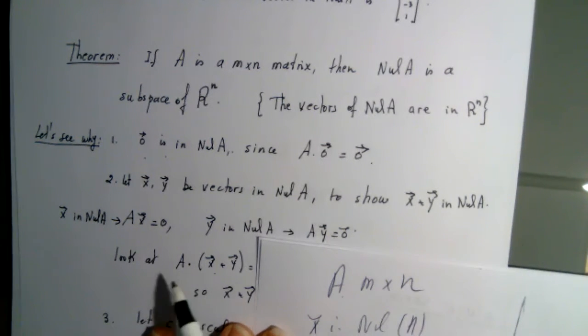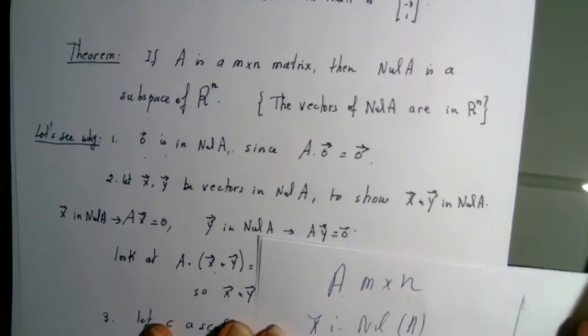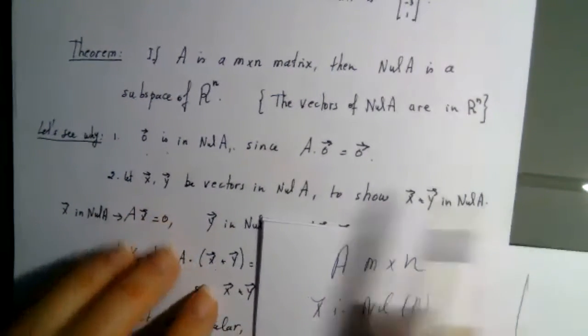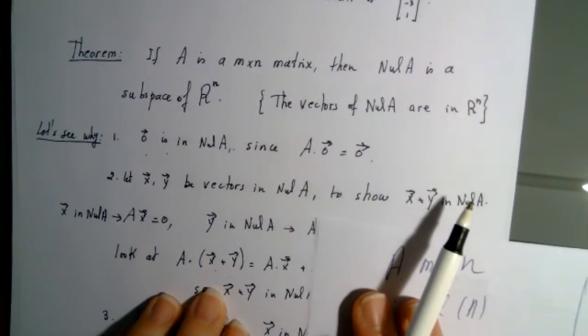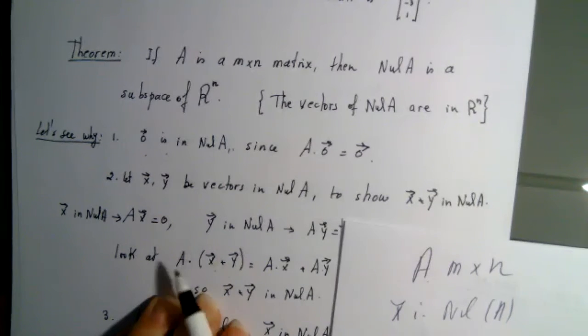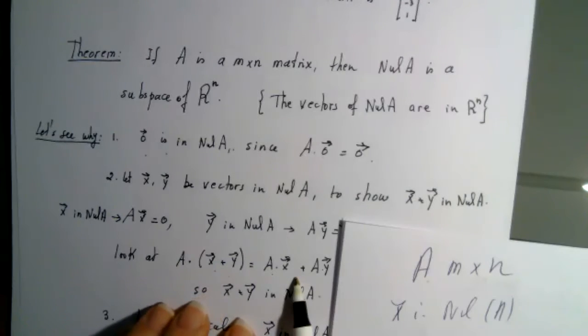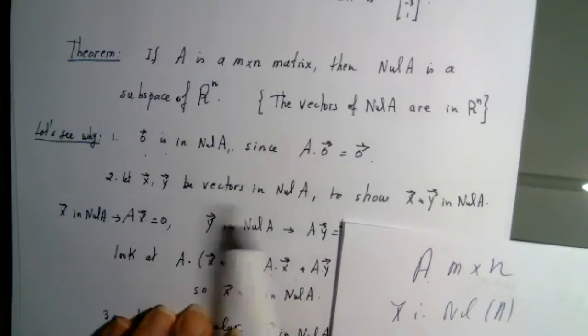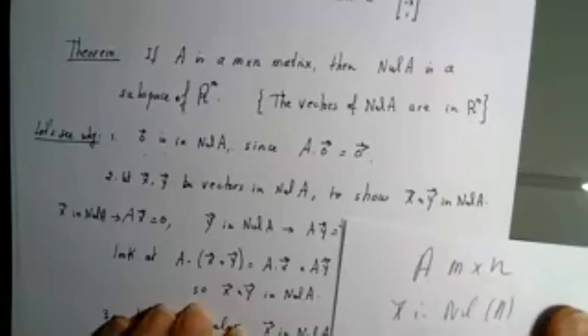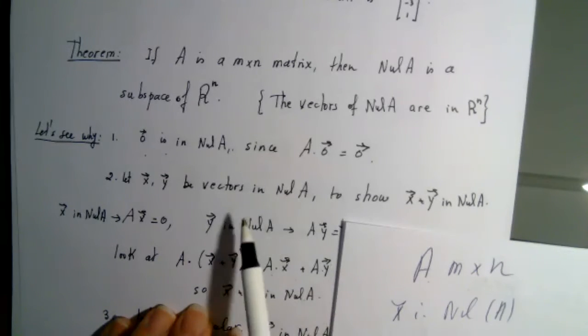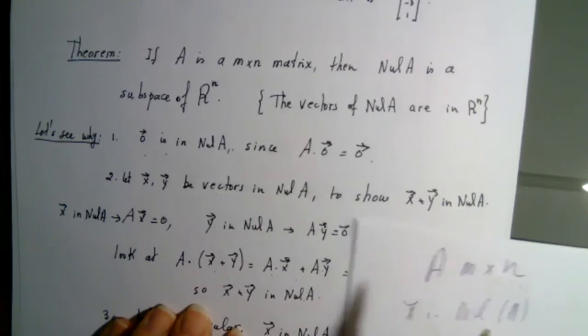Let's see. If I take A times x plus y and I use the property of matrix multiplication, we know that we can distribute. So it's Ax plus Ay. Ax is 0 because I'm starting with a vector x that solves the system. Ay is 0 because I'm starting with a vector y that solves the system.